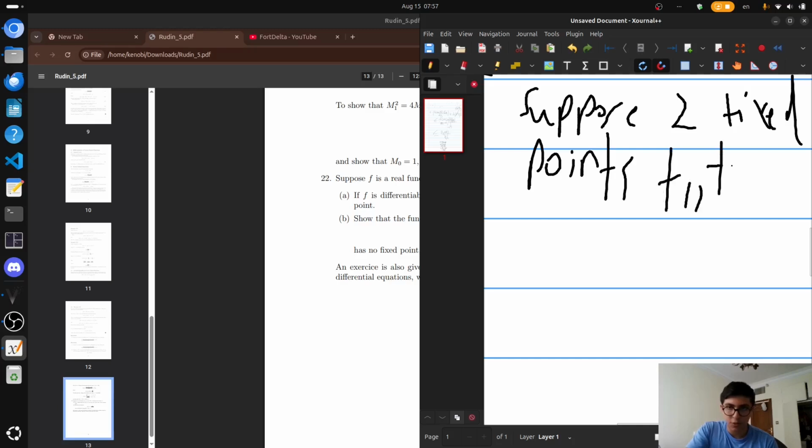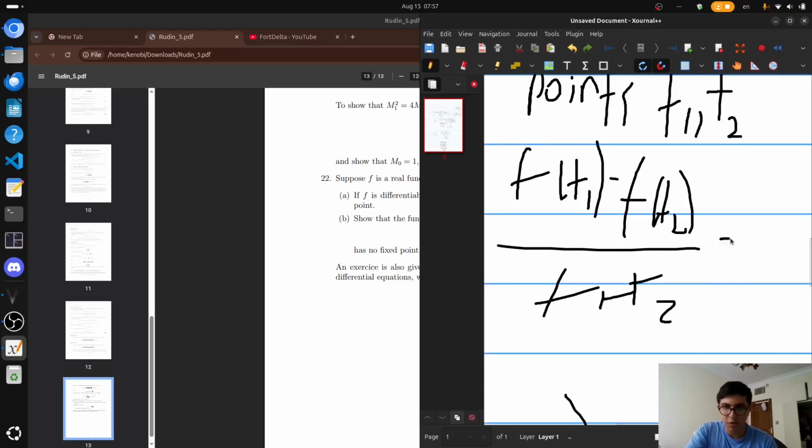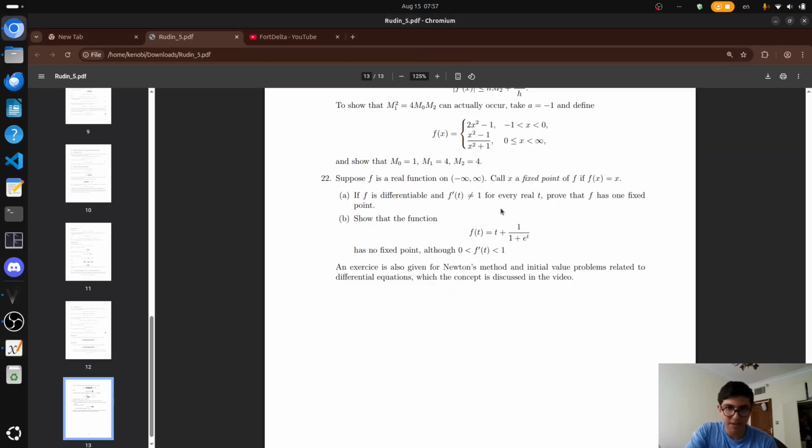T1, T2. So we know that f of T1 minus f of T2 over T1 minus T2 will give you the derivative at a point x. But notice this is the same thing as this, so it becomes 1. So if the derivative is 1, that means it could have more than one fixed point. So if f prime of t is not equal to 1 for every real t, prove that f has at most, there's supposed to be at most here.